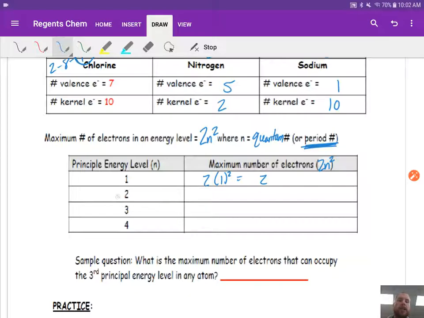I want you guys pause the video, try these 3 on your own, do the simple math. So 2 in there for n, so 2 squared is 4 times 2, we would get a total of 8 electrons in period 2, or in quantum number 2. Down here, 2 times 3 squared, so 3 squared is 9, times 2 is 18. And we're going to continue that here. 4 squared is 16, times 2 would be 32. All right? Remember 2n squared. Very, very well could see that in June. We will review it as well.